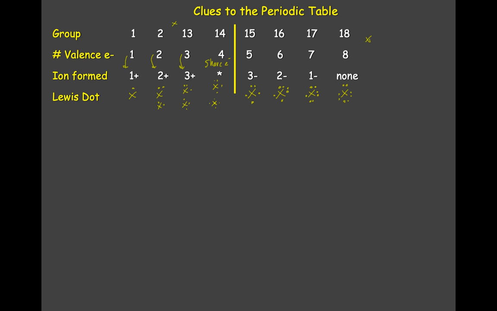Just also remember that helium is only going to have 2 electrons anyway, so that's going to be stable with 2 electrons. That's important to know. All right, so that pretty much covers that.